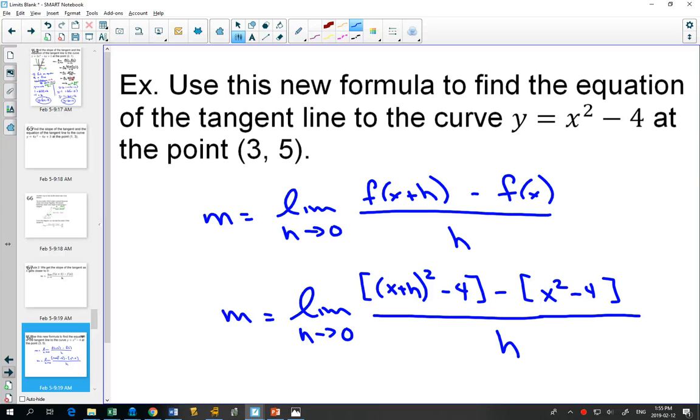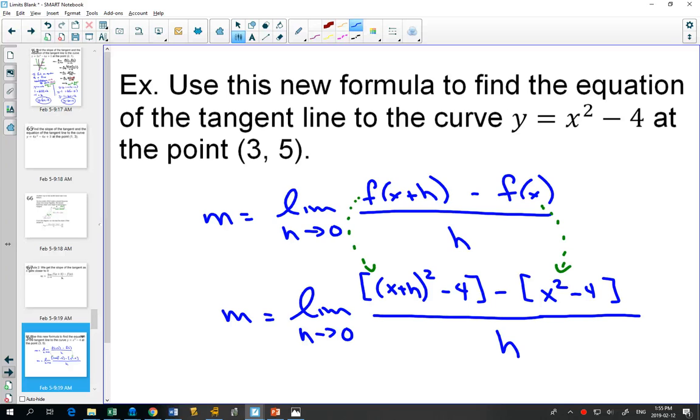Does the notation that I went from here to here and here to here make sense? F of x plus h is just your original equation with the x replaced with x plus h. And f of x is just your original equation. And now we have to use our algebra skills to get rid of that h on the bottom. Any suggestions of something we could do?